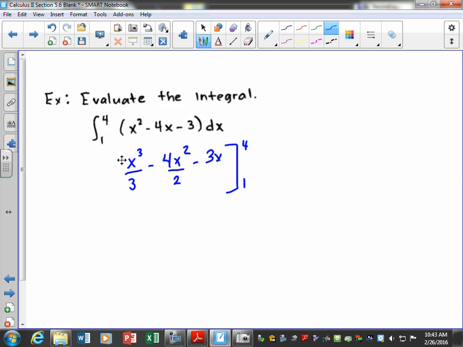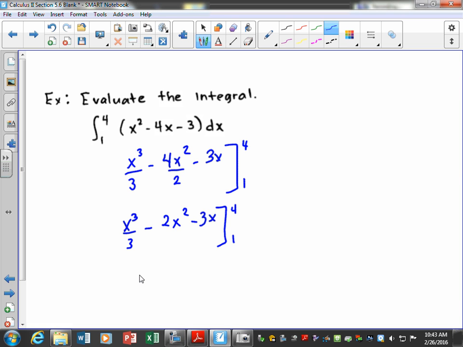Alright, let's simplify this. So this is just going to be x to the third minus 2x squared minus 3x. Okay, and we're going to go ahead and evaluate those. Our first one is, everywhere there is an x, we want to plug in 4. Remember, we're going to do F of b minus F of a.